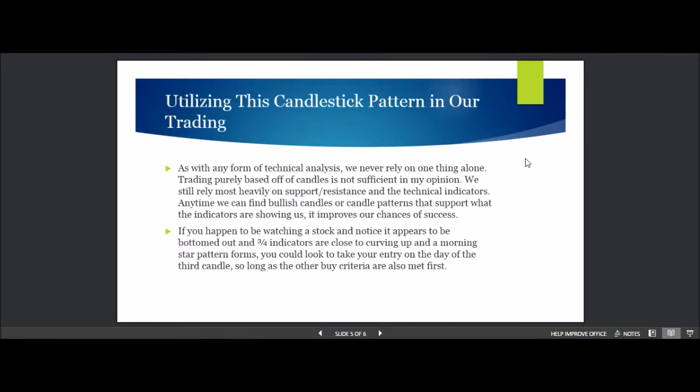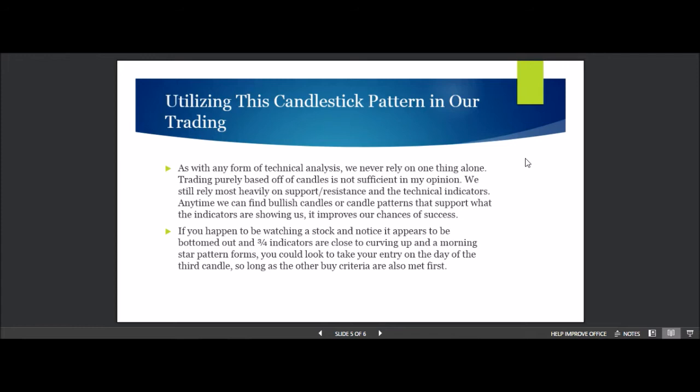Anytime we can find bullish candles or candle patterns that support what the indicators are showing us, however, it improves our chances of success. So if you're watching a basic reversal play and you happen to get a 3 or 4 buy signal and you take your entry, and then you also notice a morning star forms, it increases your chances of success. Or if you happen to be watching a basic or a support reversal play, and you don't quite yet have a 3 or 4 buy signal, but you notice that the second day of a morning star is formed, you watch closely, the third day you get the 3 or 4 buy signal and a morning star is formed, you can feel even more confident in taking your entry.